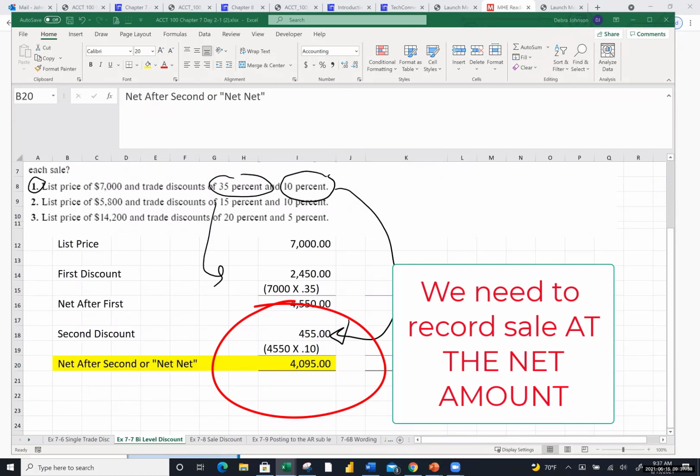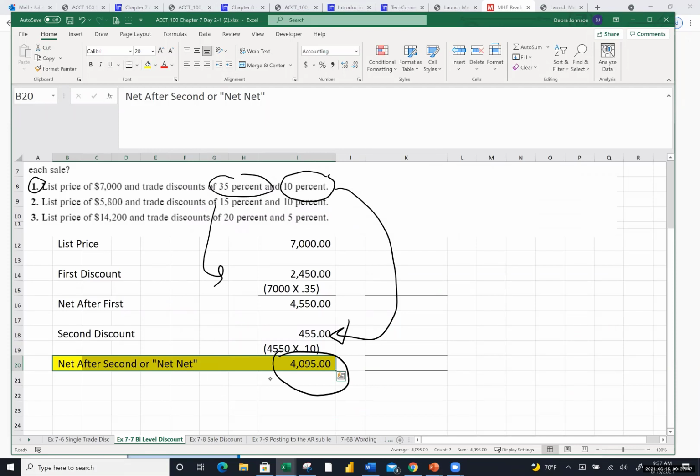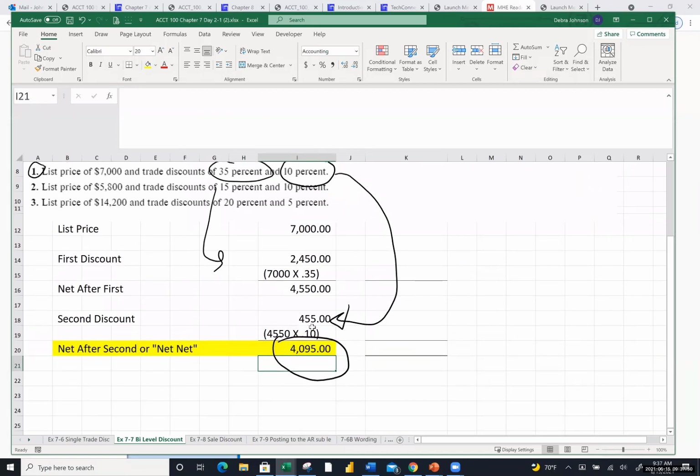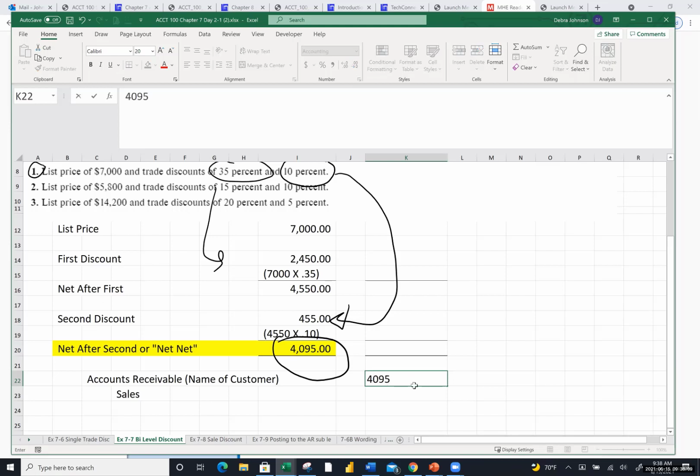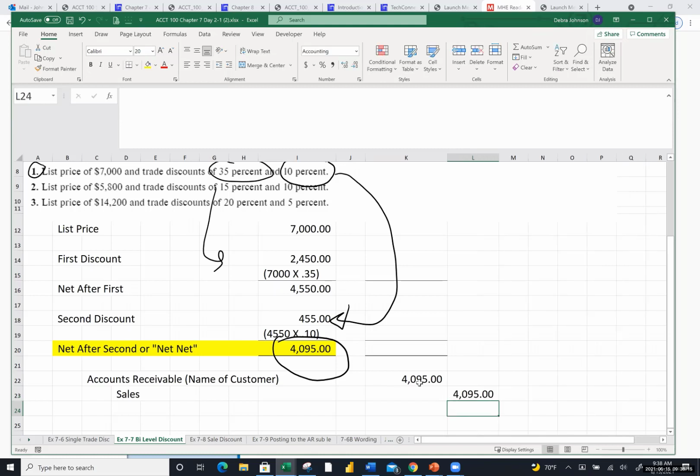And how that would be recorded if we were the seller, because this whole chapter is about the sales side of the house. If we were the seller, the way that that would be recorded, if it's on account, and typically they are, the journal entry would be Accounts Receivable, and whatever the name of the customer is, and then a credit just to sales for the full discounted amount, $4,095. There is not a special account to track those discounts in. The sales is recorded at the net amount.